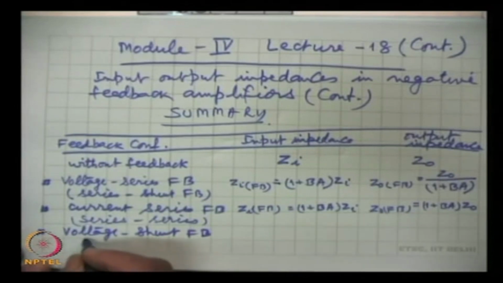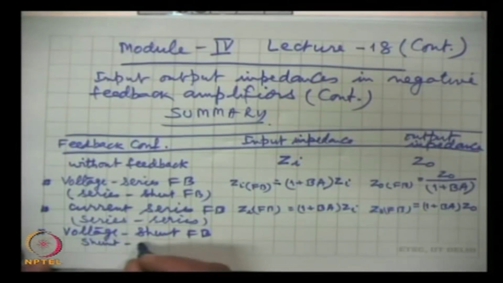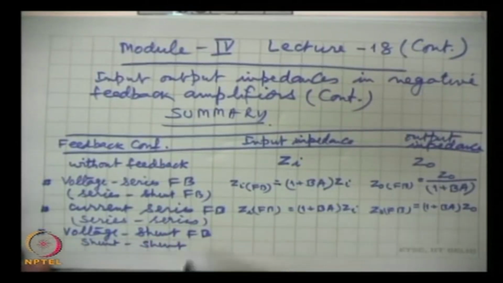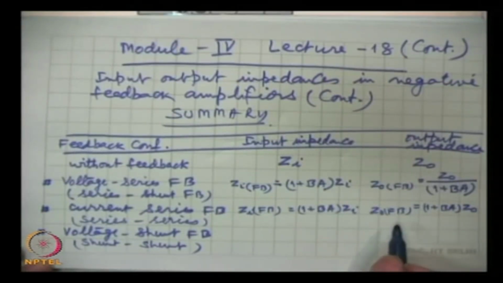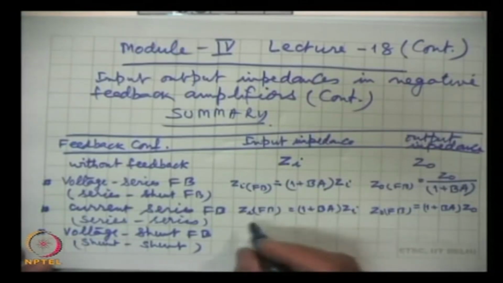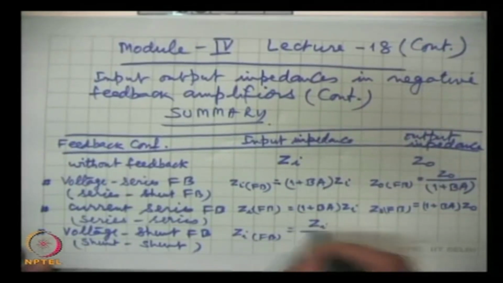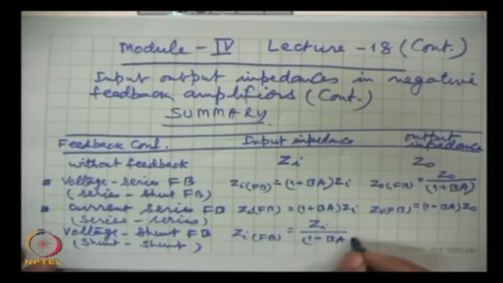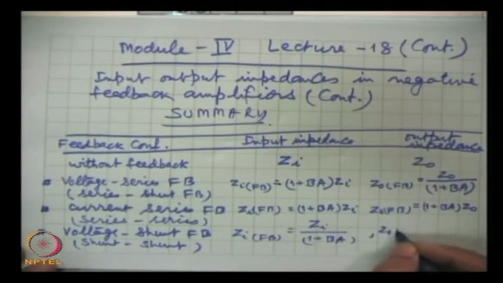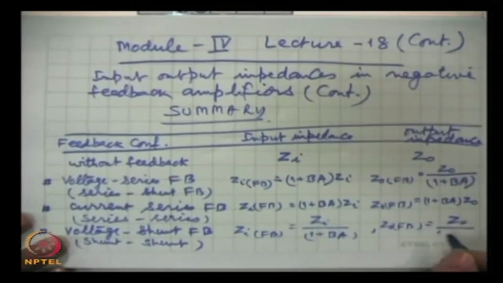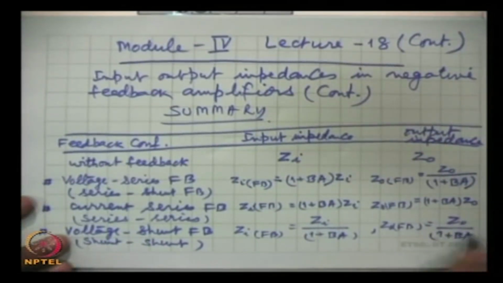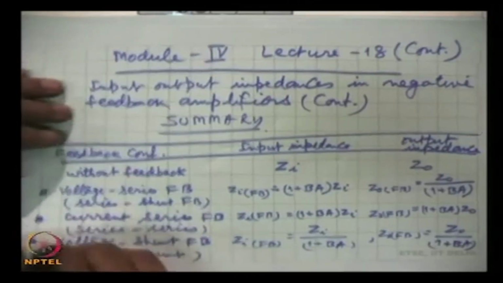In the third, voltage shunt feedback, which is also known as shunt shunt feedback, both input and output impedances are reduced from their no feedback values, and these are Z I FB is Z I divided by 1 plus B A, and Z O FB is equal to Z 0 divided by 1 plus B A.